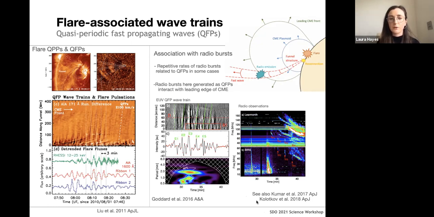Looking forward to the future, we really need to do more statistical studies of these. It's a challenging thing to do in a statistical sense, but I think it has an awful lot of diagnostic opportunities to do this type of work, and maybe AIA can really help us look at this in the future, both from a seismological point of view and from a flaring point of view.